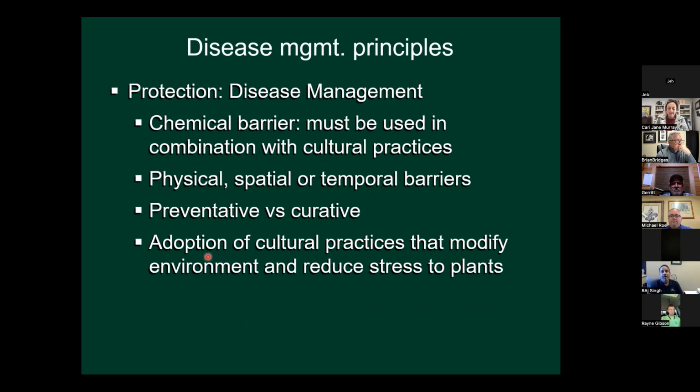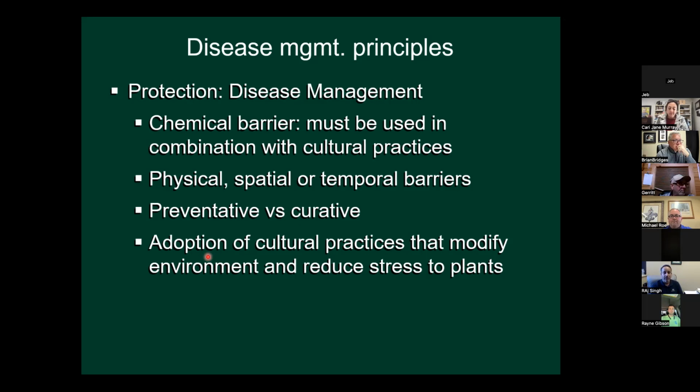If you rely heavily on chemicals and you are not taking care of the cultural practices that promote the infection by the pathogen, then the chemicals are much less effective. But if you are improving the health of that plant and then using chemicals to help prevent the infection, then you will see that the plant is living healthier, not just based on the chemical barrier. Physical, spatial, or temporal barriers.